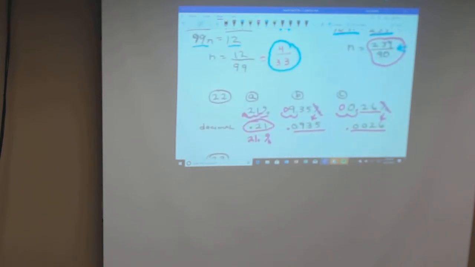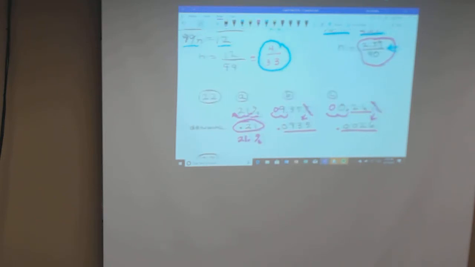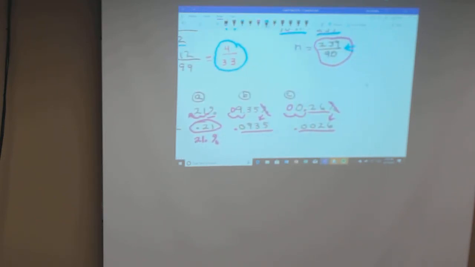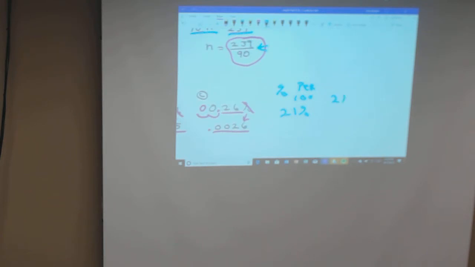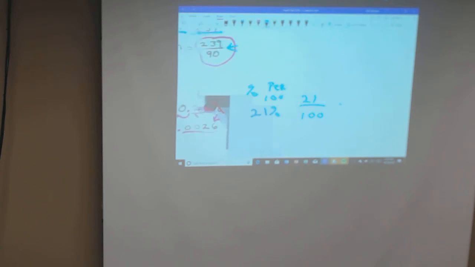Number 22. Write 21% as a decimal. So, what does percent mean? Percent means per 100. So 21% is 21 over 100. As a decimal, that would be 0.21. Everybody follow what's going on?